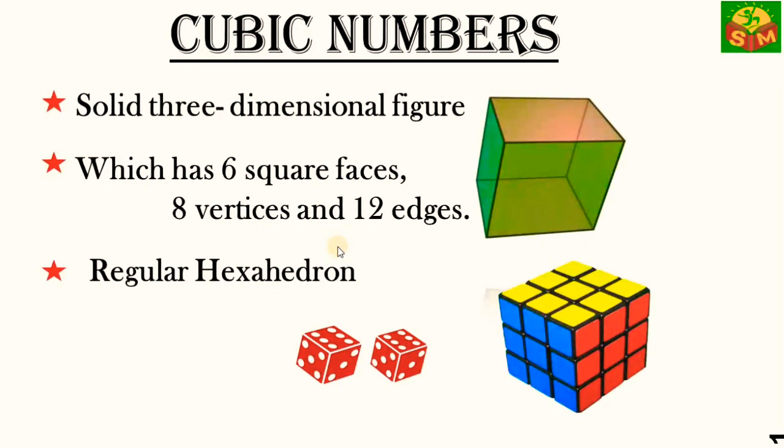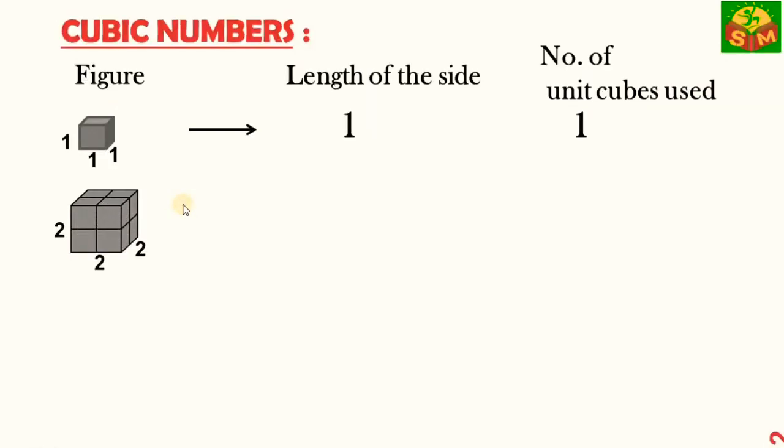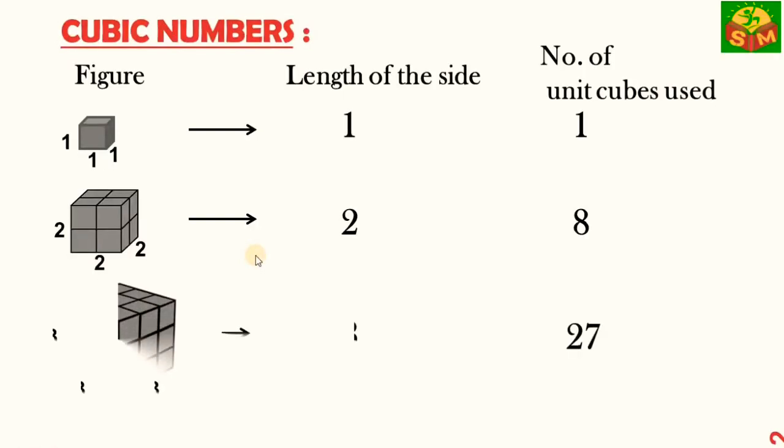Now, let's make cubic shapes using these unit cubes. Here is a unit cube. The next one is a cube with side 2 units length. 2 times 2 times 2 gives us 8, so we need 8 unit cubes. Similarly, we need 27 unit cubes to form a cube of side 3 units.